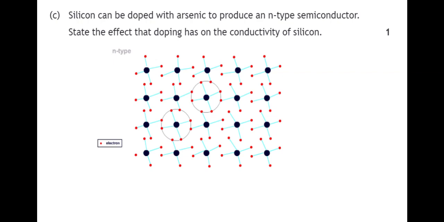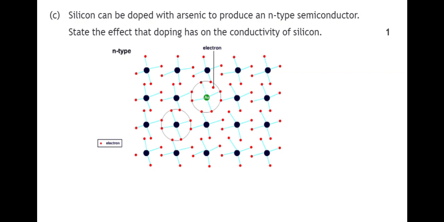And what happens is the silicon shares electrons with its neighbors so that it has enough electrons to fill its outer energy level, and therefore is an insulator. However, when we add arsenic, which has 5 electrons in its outer shell, it shares its 5 electrons with the 4 silicons around it, giving it 9 electrons in its outer shell, which is 1 too many.